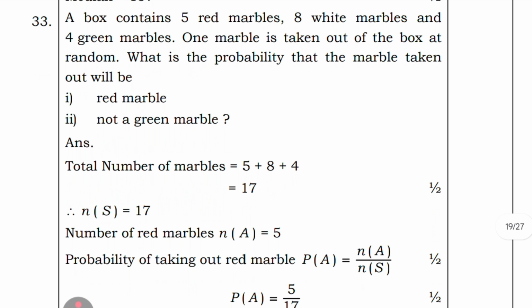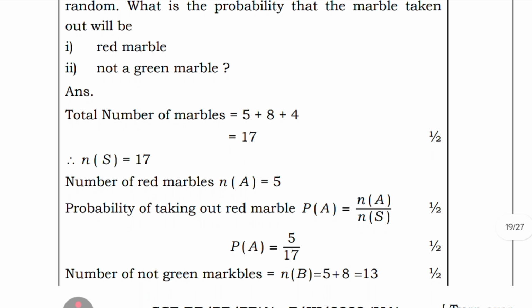This is from the probability lesson. A box contains 5 red marbles, 8 white marbles and 4 green marbles. 1 marble is taken out of the box at random. What is the probability that the marble taken out will be?